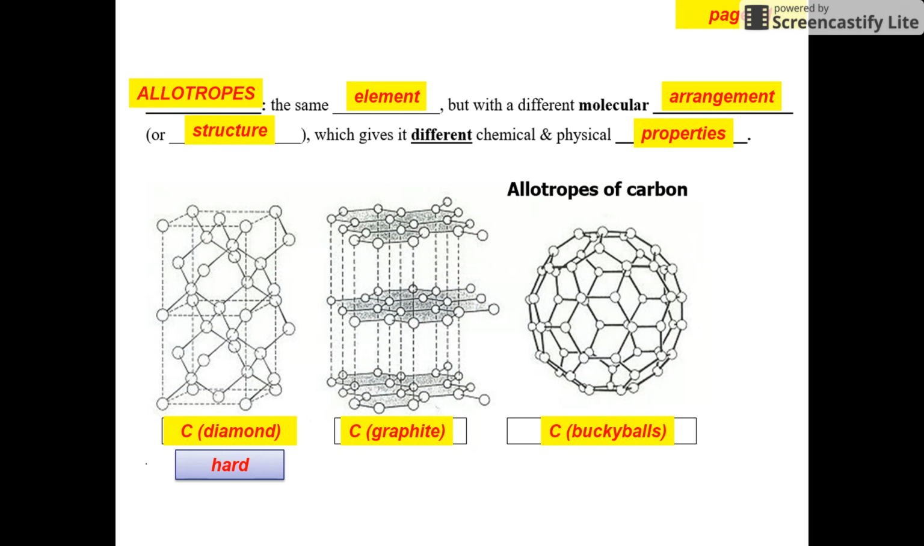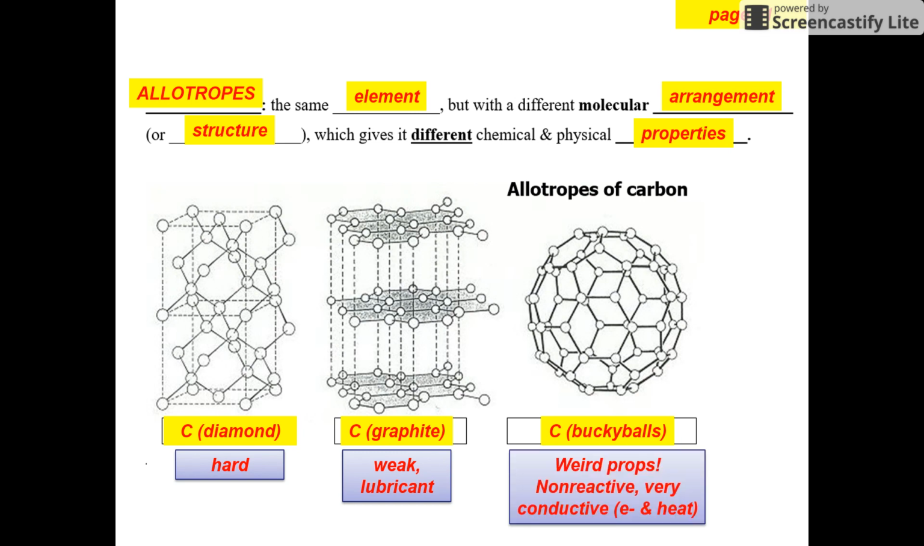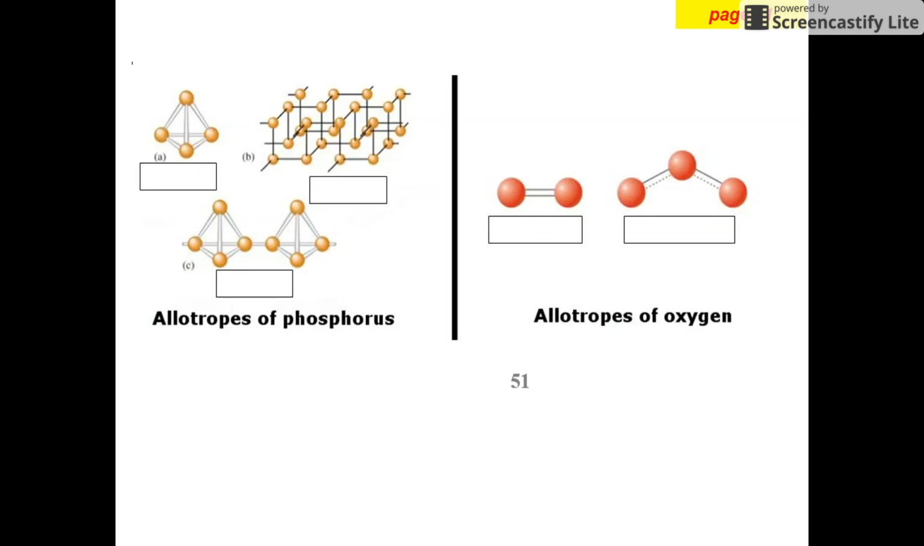Now, diamond has certain properties. It's incredibly hard. Graphite is a very weak element, but it makes a great lubricant because these layers slide past one another. Powdered graphite, you can puff it into a lock, and the lock will work much more smoothly if it is jammed up a little bit. Buckyballs are pretty weird and interesting. They're very non-reactive, but they have very interesting properties of electrical conductivity and heat conductivity. So again, they're all carbon, but because of their different molecular arrangement, different molecular structure, they have different chemical and physical properties.